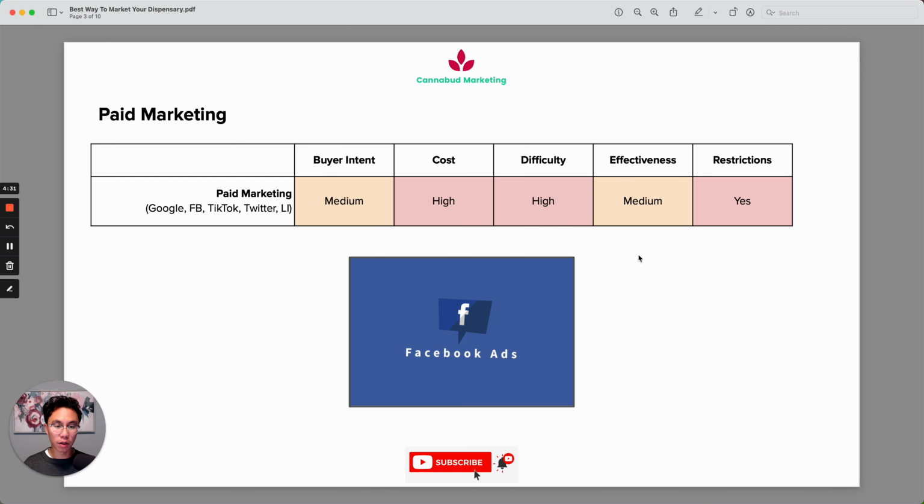So you never really know, but once you can get the Facebook ads running, or whatever ads that you choose to run, whether it's Google ads, you will have a better indication of what the reality of your ads are, and then you can continue improving on them, right? So medium, high, paid marketing is an okay strategy, but due to the cost and due to the difficulty, and most importantly, due to the restrictions, this isn't really a feasible marketing strategy for your dispensary.